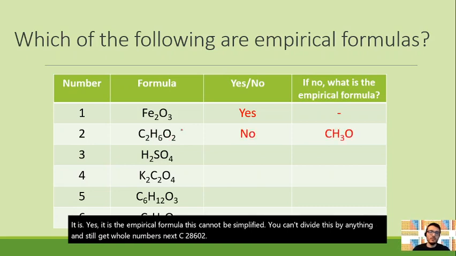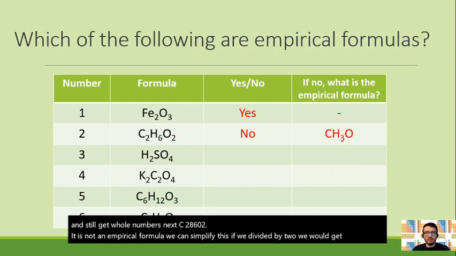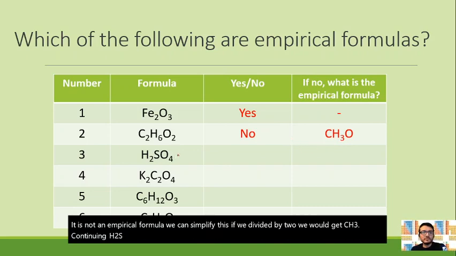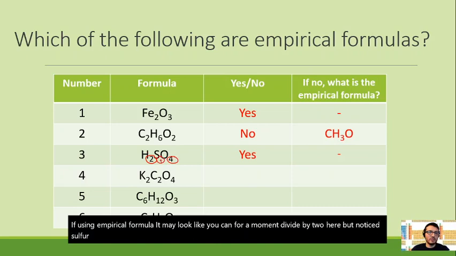It is not an empirical formula. We can simplify this. If we divide it by 2, we would get CH3O. Continuing, H2SO4. It is an empirical formula. It may look like you can for a moment divide by 2 here, by 2 here, but notice sulfur, there's an imaginary 1 here. You can't divide that by 2 and still get a whole number, so that is an empirical formula.